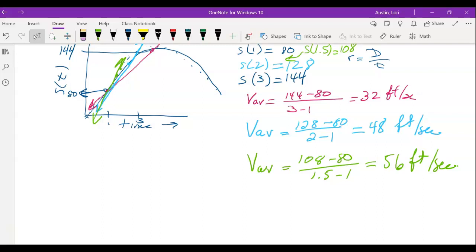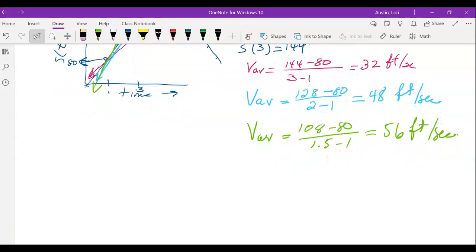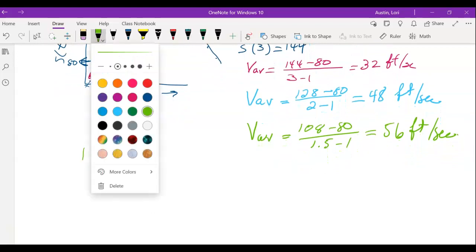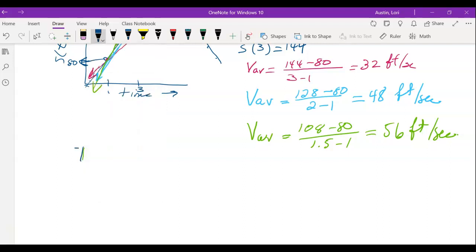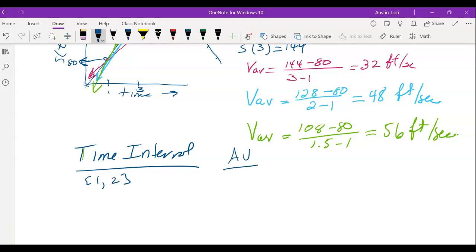So now, let's make my time interval. Let me go back to this blue. I'll include some of the ones we did. We did 1 to 2. And what do we get for average velocity between 1 and 2? It was 32, 48, sorry. 48 was 1 and 2? Yeah. Okay, so we're going to make a little chart. Between 1 and 1.5, we were at 56.